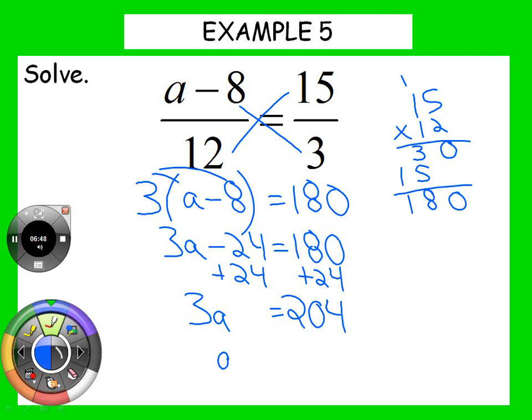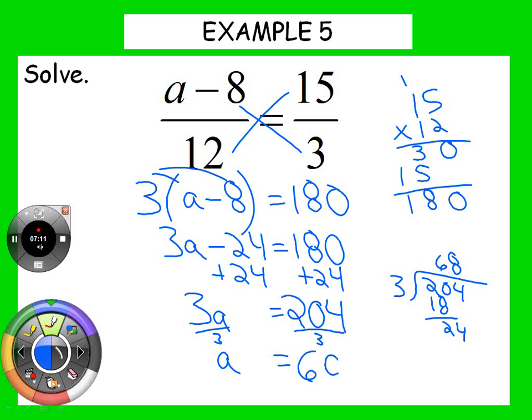So then we got a equals, we're going to have to divide by 3. So whatever that is, hopefully that goes in there evenly. Tell me it does. So let's try that. 3 into 204 goes in 6 times, 68. Okay. So a equals a nice even 68. Okay. So that's a good problem.